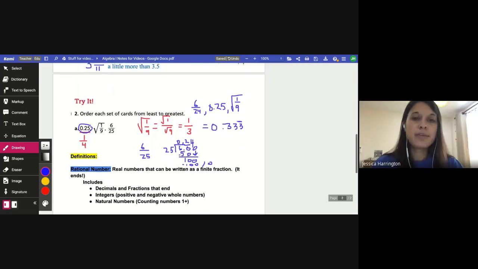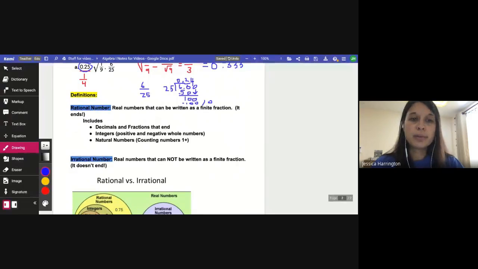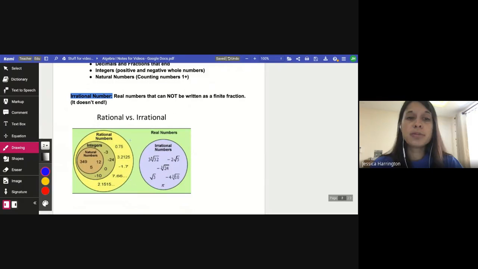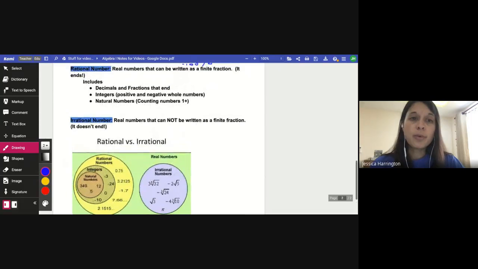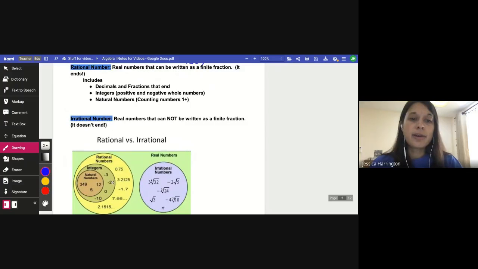Okay, now that we've practiced some ordering, the last thing we're going to do is talk about different kinds of real numbers. Okay, so we talked about real numbers being all the numbers that you know right now. Every number you've learned is real. And then there's 2 kinds of real numbers. There's rational numbers, all these numbers in this yellow circle, and then there's irrational numbers, all these numbers in the purple circle. So rational numbers are the numbers that you guys are most familiar with. They're decimals and fractions that have an ending, right? So 2/3, 1/2, any of these decimals, 3.2125, right?